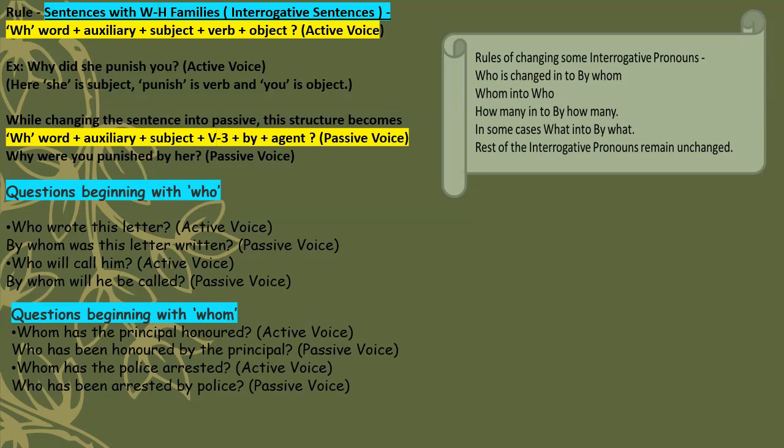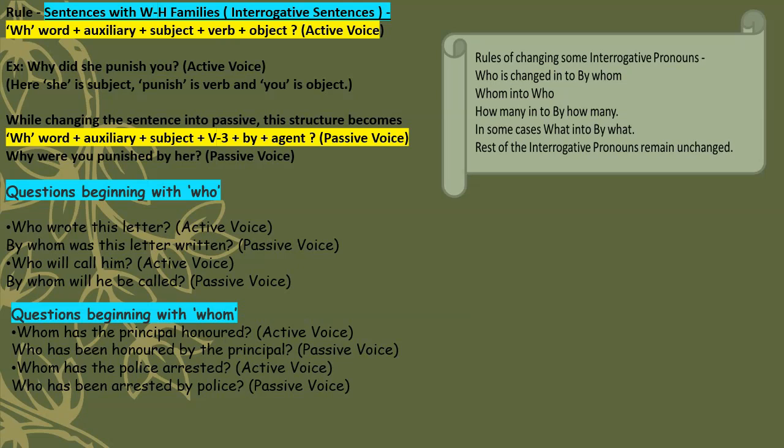Questions beginning with whom. You can see here whom changes into who. Whom has the principal honored? Who has the principal honored? Perfect tense, so has been is the auxiliary: honored by the person. You need to practice this, my children. All the basic rules are the same. Okay, practice at home and definitely you go to the point.